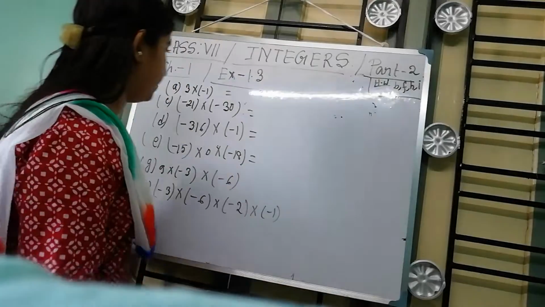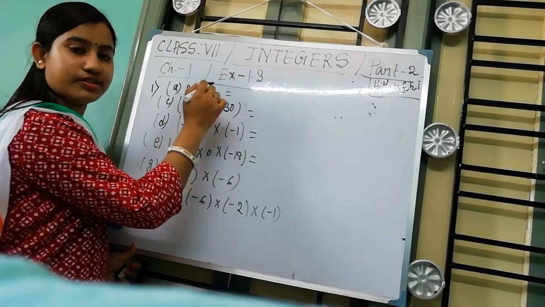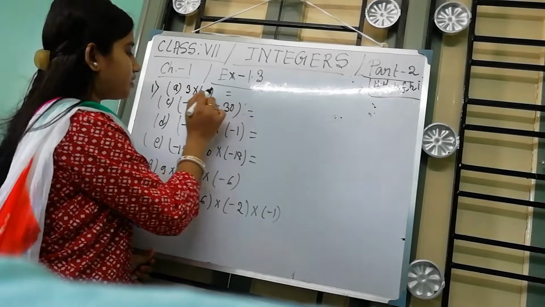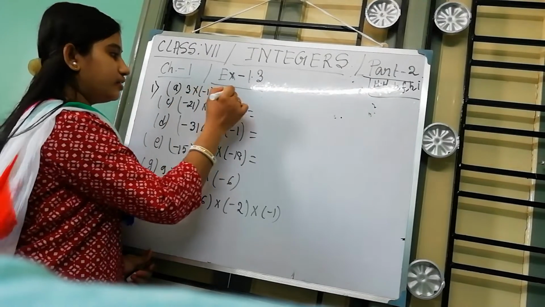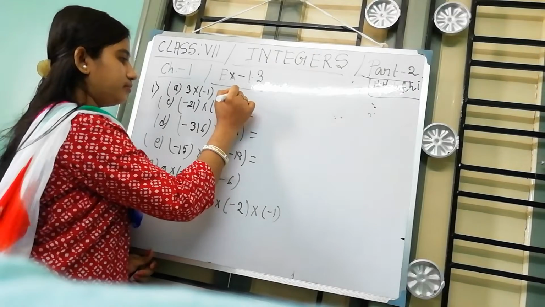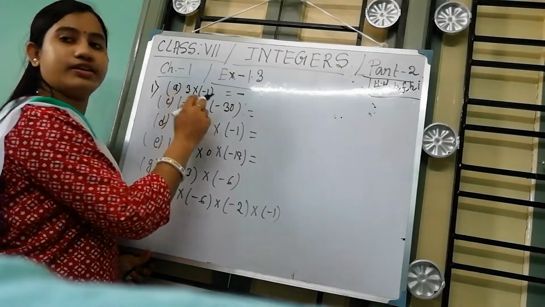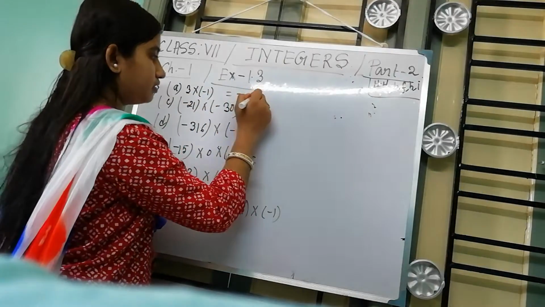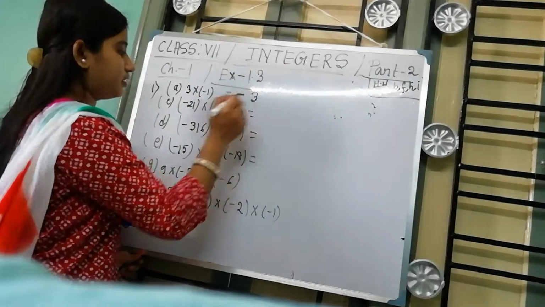At first, number A, we are given 3 into minus 1. Here there is 1 minus sign, so give this sign first. Now 3 into 1 means 3. So this is equal to minus 3.